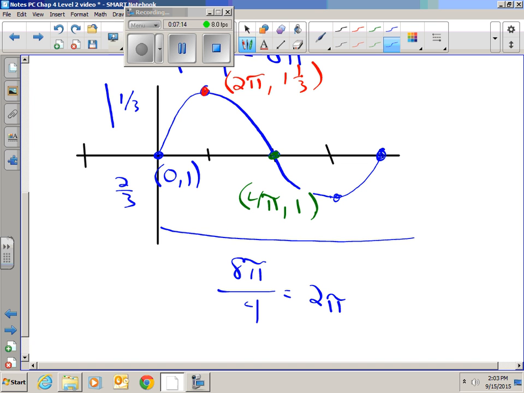This guy right here, we'll do that in black. This is 6 pi, negative, positive 2/3. Sorry, can't think here. And my last point right here in green, this is going to be 8 pi, 1. And there we go.